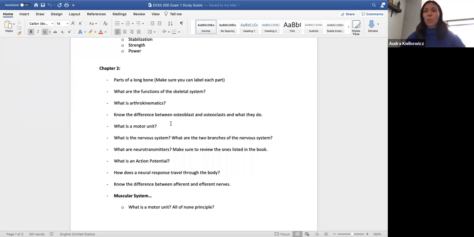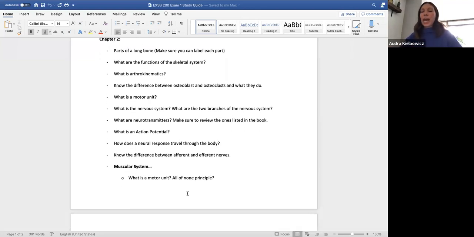Okay, so remember we have those motor neurons, we have those sensory neurons, those integrative neurons. Just make sure you know how they kind of work together. Again, not total specifics. You just have to know where they go from, what they go to, and where then they travel to. Okay, and then know the difference between afferent and efferent neurons. This is also in your slides, okay, and in your book.